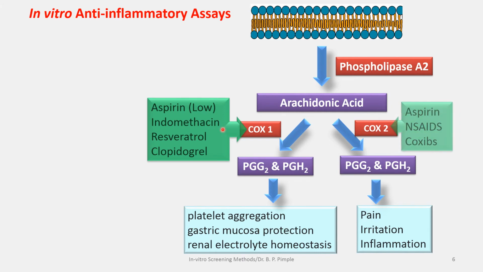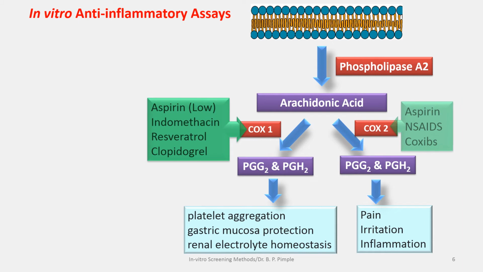And most of the COX inhibitors, it can be COX-1 or COX-2, they act at these levels. Now, why we need to study this assay is because this is an in vitro method wherein COX enzyme is provided in the kit, then arachidonic acid is provided, and sample is also provided.